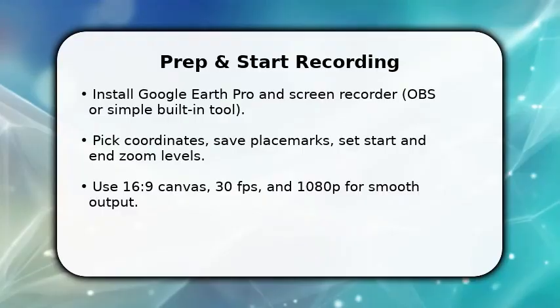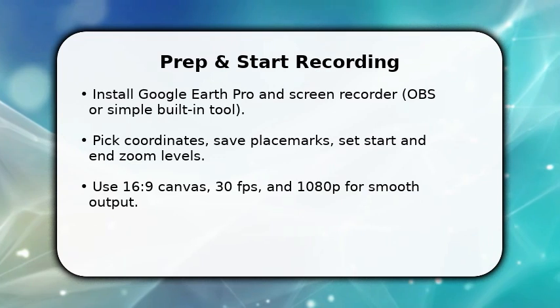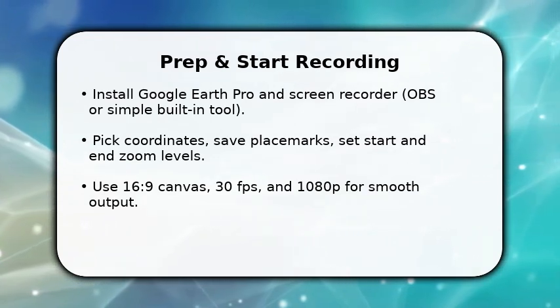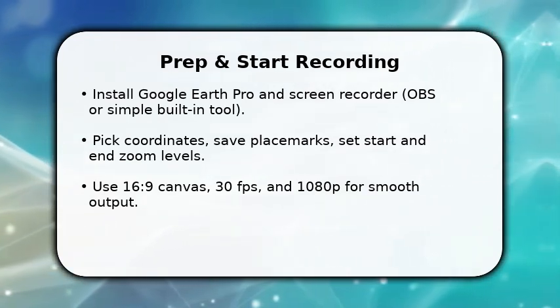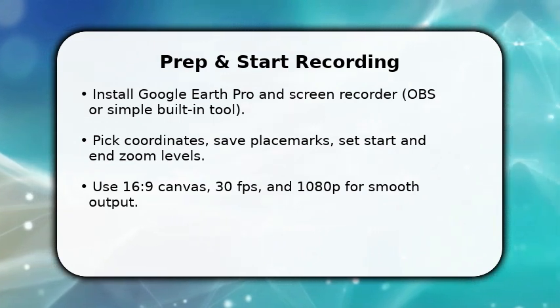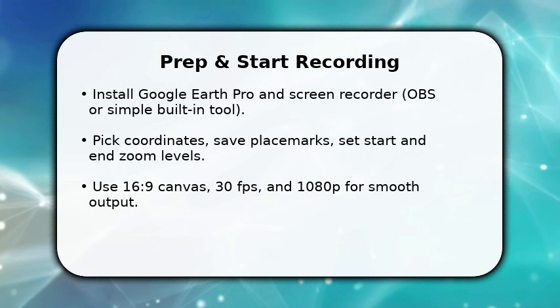You start by opening Google Earth Pro and your screen recorder. Make sure audio is off to keep file sizes down. Load the target place mark and position the initial camera angle. This is your first frame.